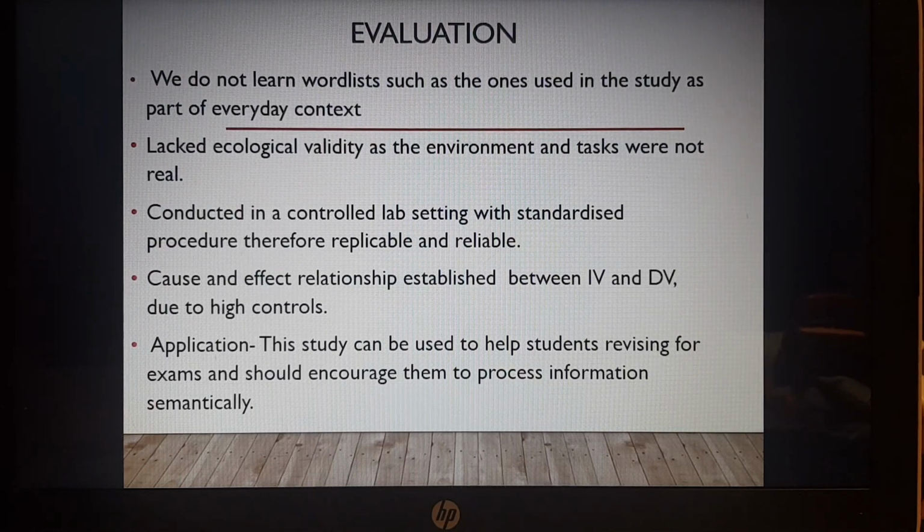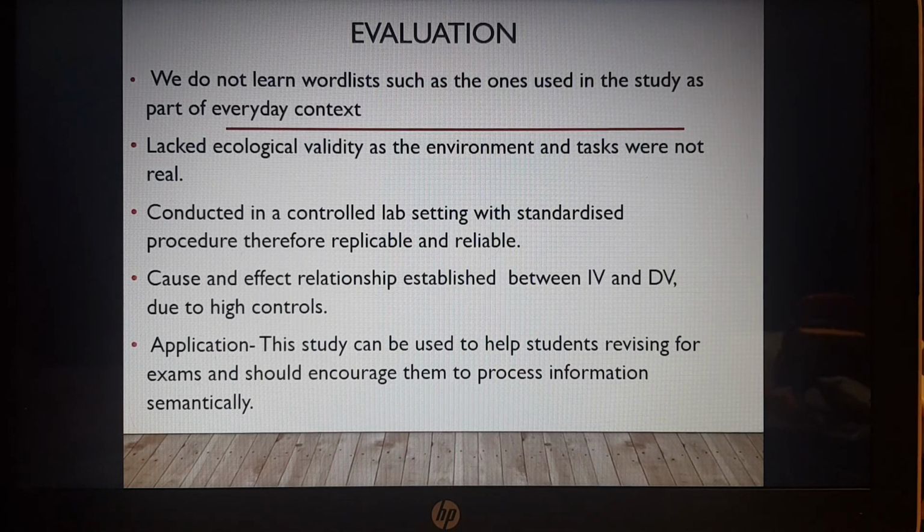It lacked ecological validity, okay? So obviously being a lab experiment, it did lack ecological validity because the environment itself and the tasks were not realistic for the participants. So their behaviour may have been different. It was conducted in a lab setting with standardised procedure. So again, this is a strength because, as I said earlier, a lab experiment does enable a good level of control to be obtained over the variables, and that makes it replicable and adds to reliability.